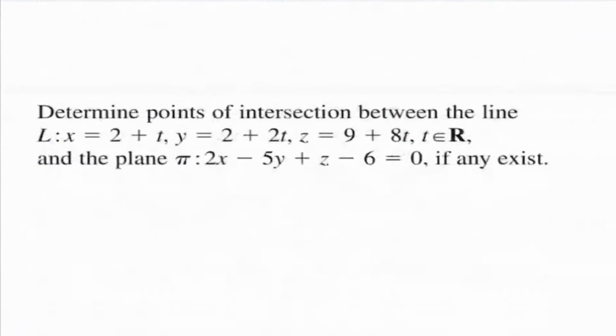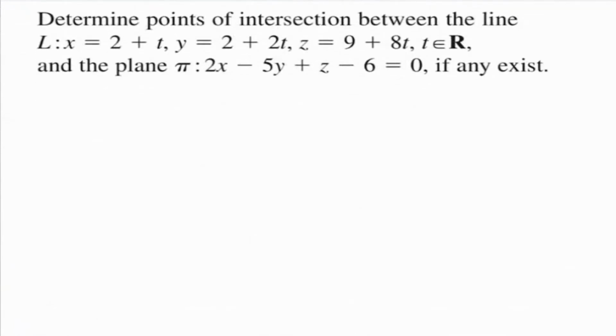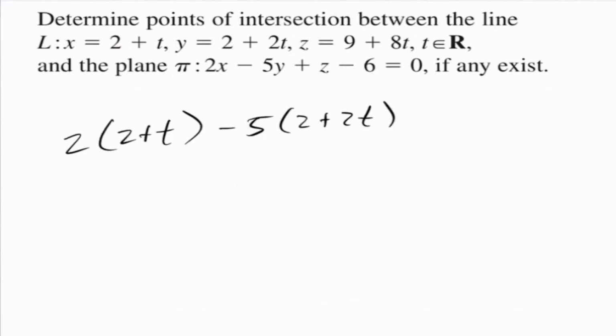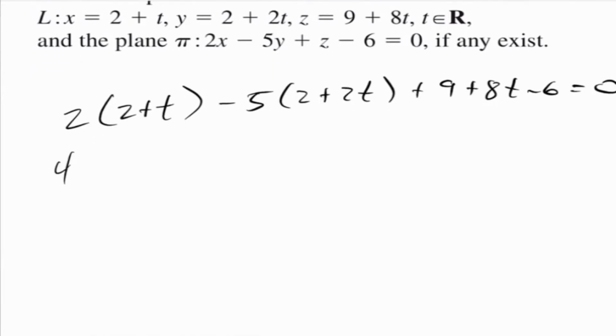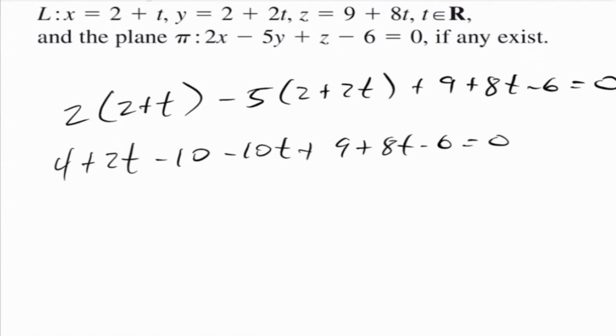Let's look at another example. It says, determine the points of intersection between the line and the plane. This time they were kind enough to give us the equation already in parametric form. You do the exact same thing. Change that y to 2 plus 2t, change that z to 9 plus 8t, minus 6 equals 0. So you get 4 plus 2t, minus 10 minus 10t, plus 9 plus 8t, minus 6 is 0. Same steps.